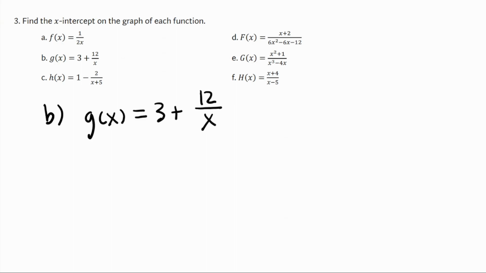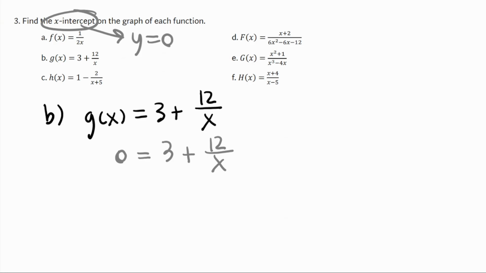For g of x equals 3 plus 12 over x, I have more hope for this one. 0 equals 3 plus 12 over x, because an x-intercept is where y equals 0. So I set y equals 0 and solve for x, like we've done many times in this class. I'm going to subtract 3 from both sides, so negative 3 equals 12 over x. It might be that this is an equation you can solve with your eyes. If so, go ahead and say what x equals.